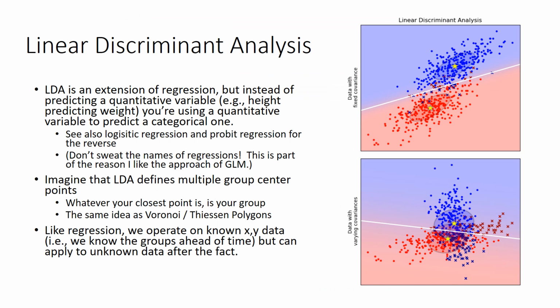So the classic approach to doing classification is called linear discriminant analysis, and it's essentially just a kind of regression. Instead of guessing a quantitative variable off of another quantitative variable, we're using a quantitative variable to predict a categorical one. So if you're interested in this stuff, you may also want to see logistic regression and probit regression for examples of the reverse of this process.